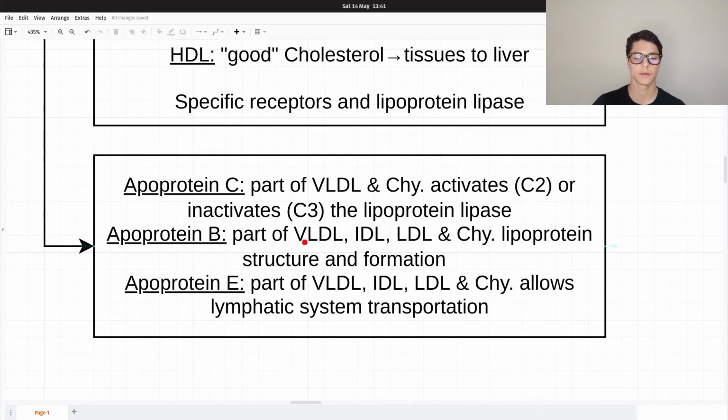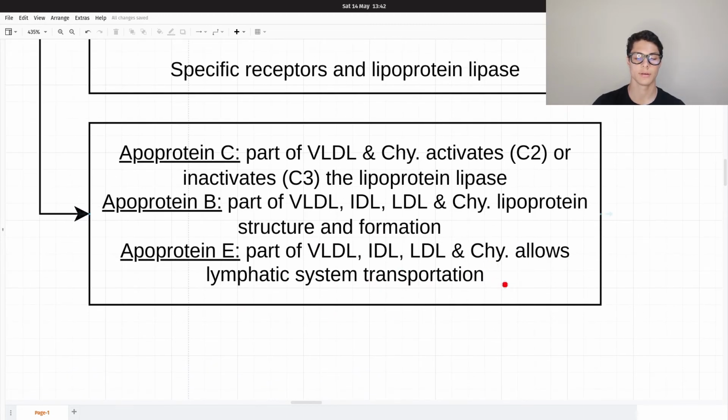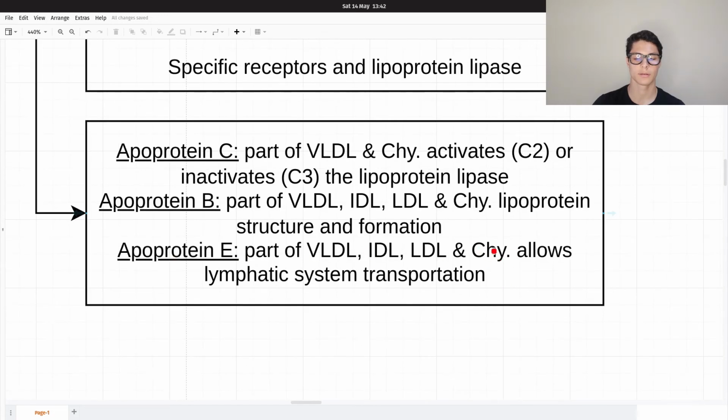Apoprotein B is part of the VLDL, IDL and LDL and the chylomicrons as well, and it is basically the lipoprotein structure and the formation. It's in charge of creating the vacuole that contains those fats. And then the apoprotein E is part of the VLDL, the IDL, the LDL, and the chylomicrons, and allows lymphatic system transportation, because especially the chylomicrons need apoprotein E because they can only enter the bloodstream going through the lymphatic system first.